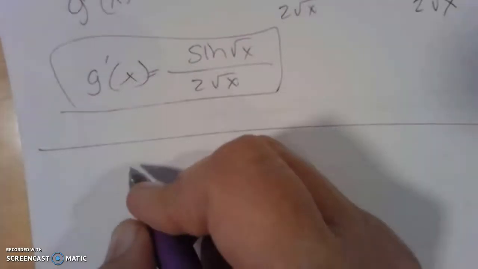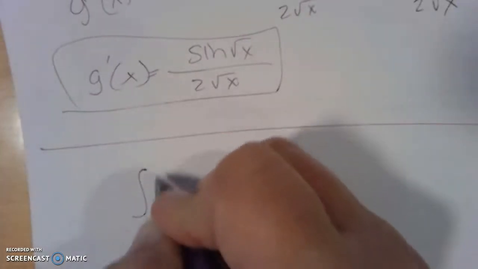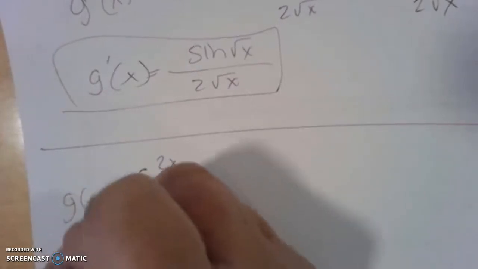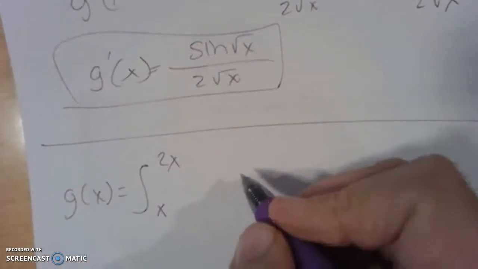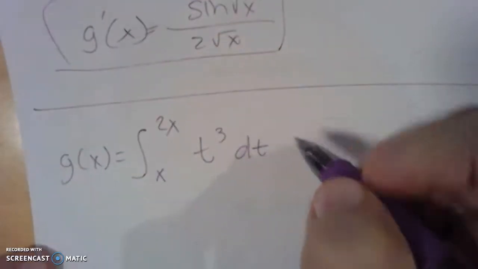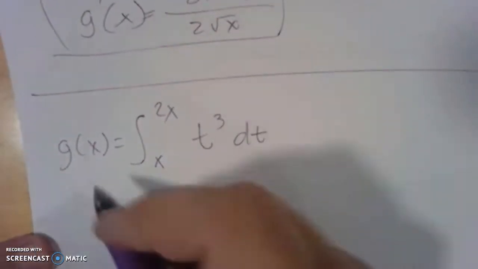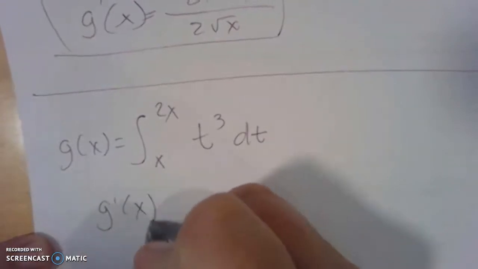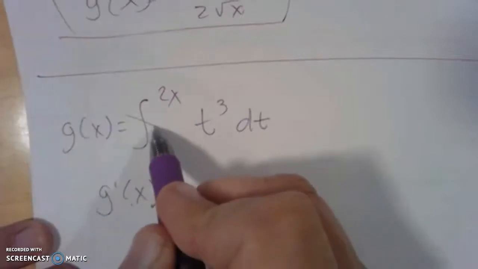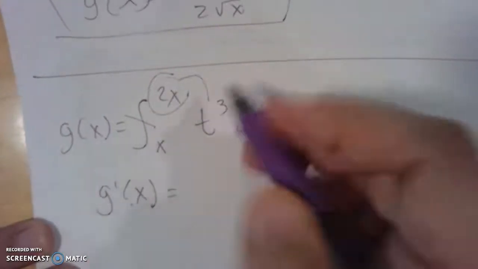All right, one more. Let's see, what if I go from x to 2x, and I'll just stick with g of x equals the integral of t to the third dt. Well, we're going to go through the same process. I'm going to take the derivative of the left side. When I take the derivative of the left side, I have to take the derivative of the right side. That's going to cancel that out. So I have to take this and plug it in here.